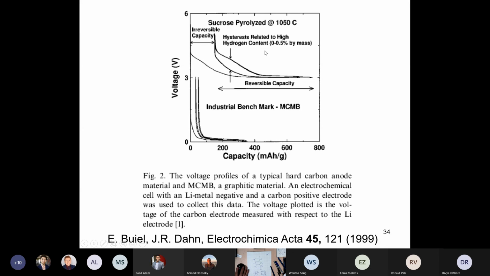So the question is, where is all this lithium being stored in this material? Like, what's going on?